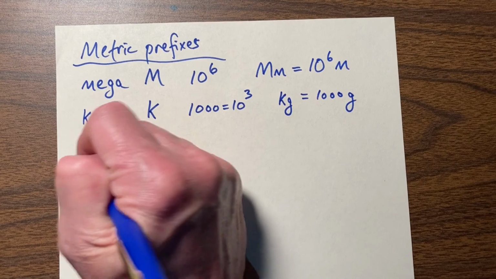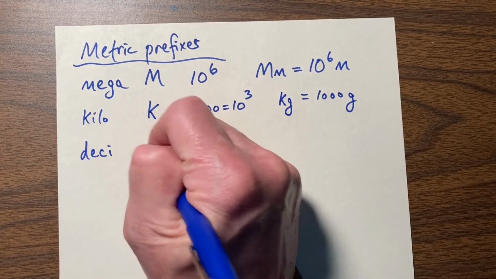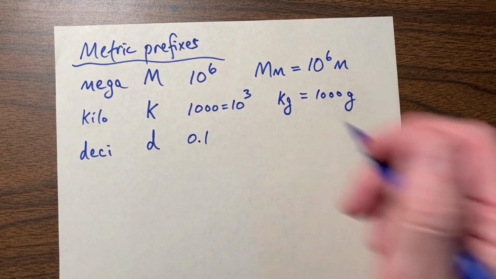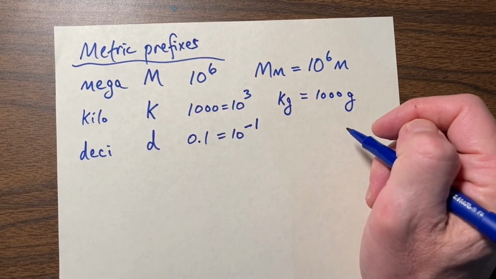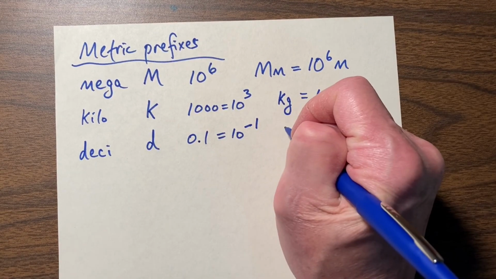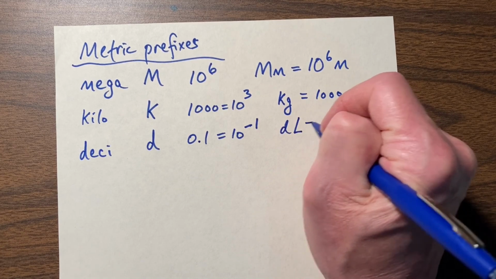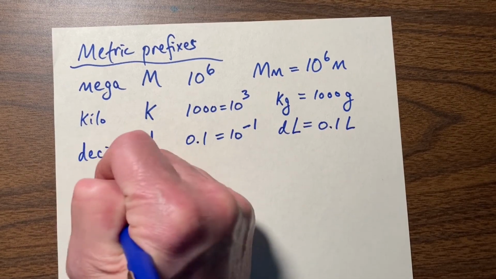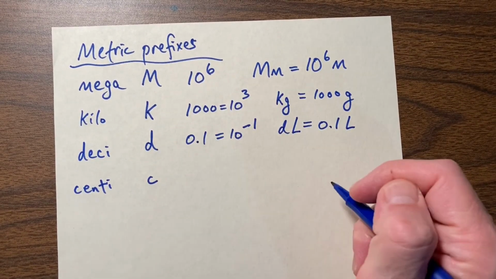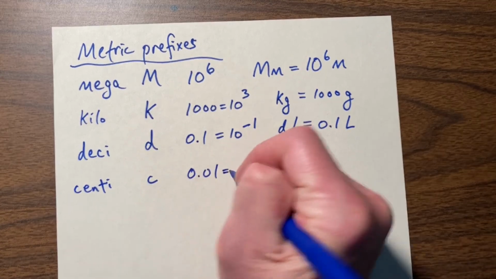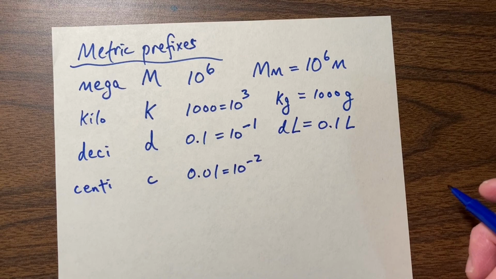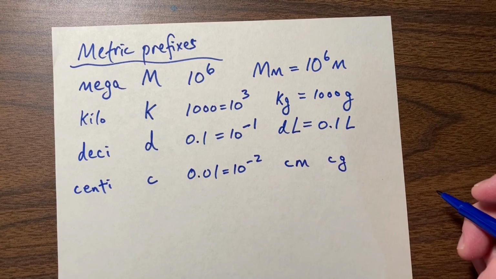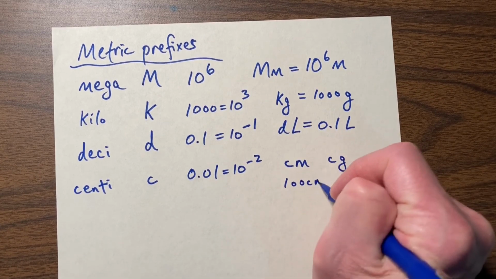Some of the other common ones is the prefix deci, which is a lowercase d. That stands for 1/10. So that's a tenth of something, which is also 10 to the negative 1. So for instance, a deciliter, dL, is equal to 1/10 of a liter. Centi, very common, which is lowercase c, and that's 1/100th of something, or 10 to the negative 2nd power. And that would be a centimeter or a centigram. There's 100 centimeters in 1 meter.